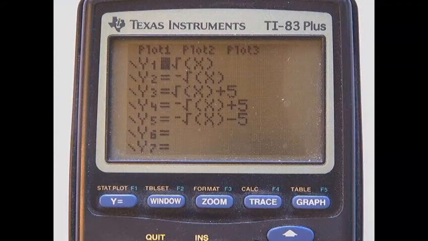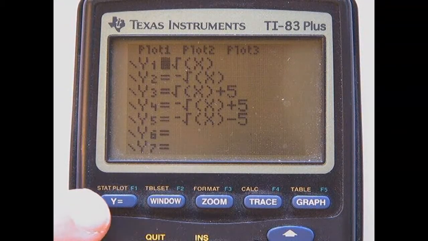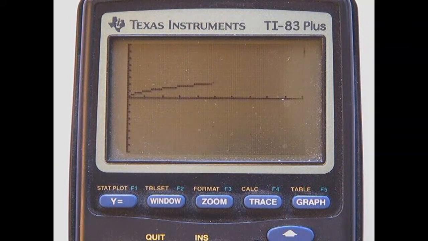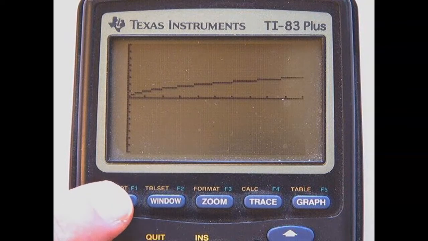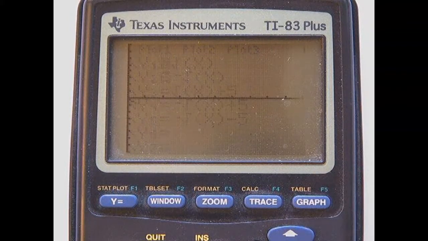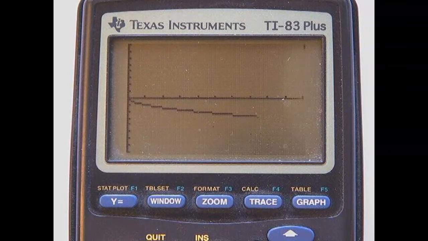Pause the video. Okay, so I've put a bunch of functions in the calculator, and I'm starting out with the square root of x. So let's just take a look at what the square root of x looks like. Okay, and there's the normal function, before any transformations. Now for number 5, we want to reflect it and then move it. So let's look at reflecting it, which would be this one. So let's get rid of the original function and reflect it. So here's the reflection now over the x-axis.